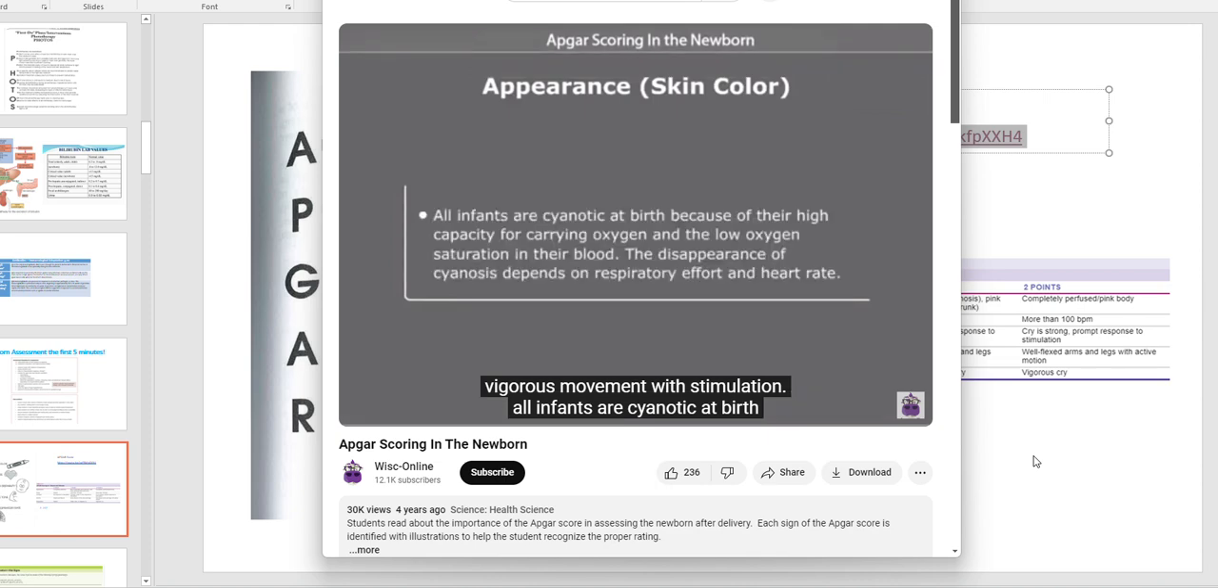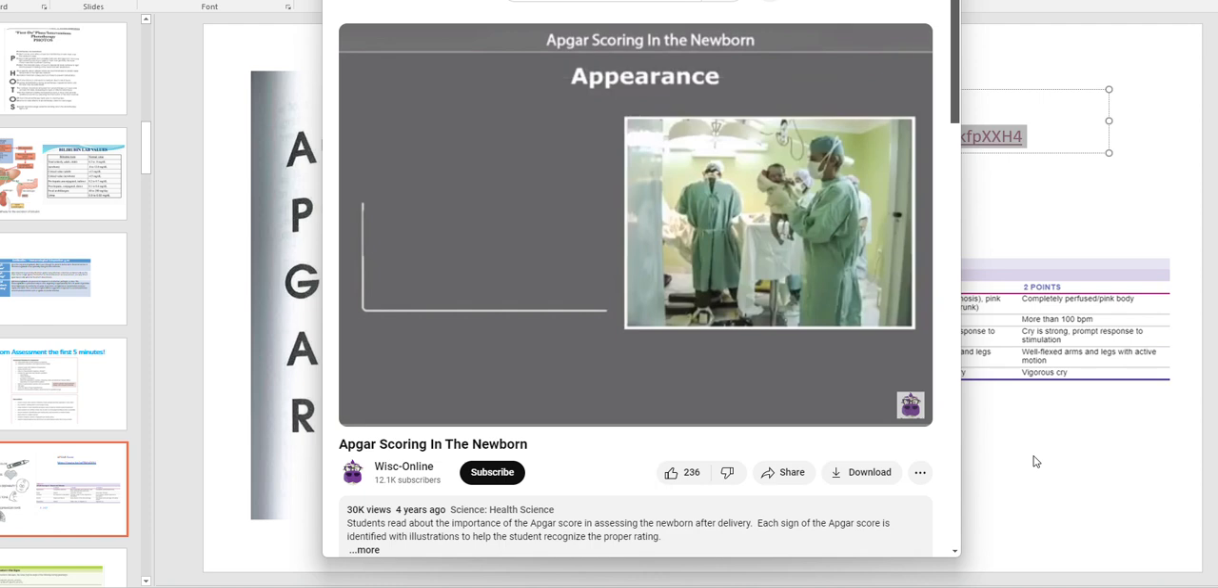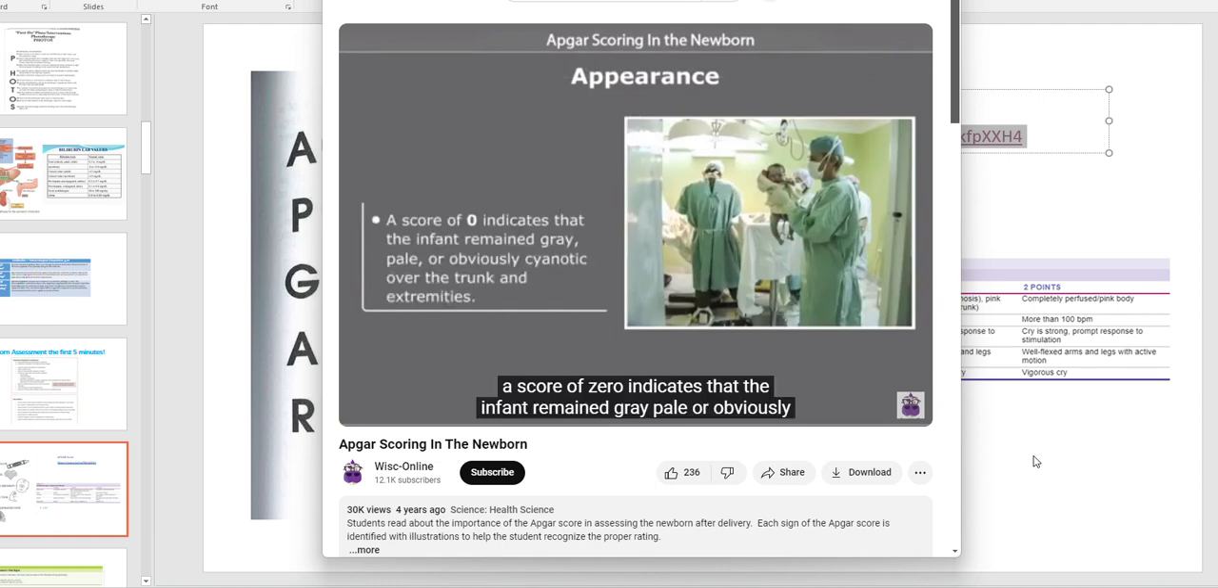All infants are cyanotic at birth because of their high capacity for carrying oxygen and the low oxygen saturation in their blood. The disappearance of cyanosis depends on respiratory effort and heart rate. A score of 0 indicates that the infant remained gray, pale, or obviously cyanotic over the trunk and extremities.